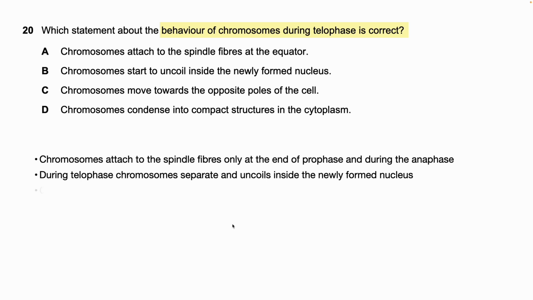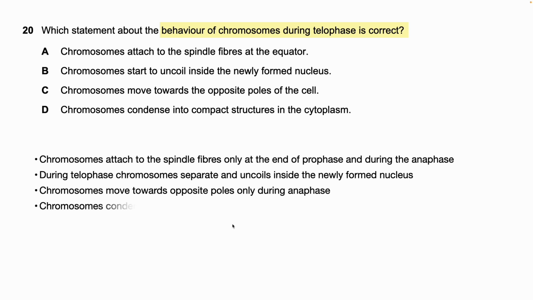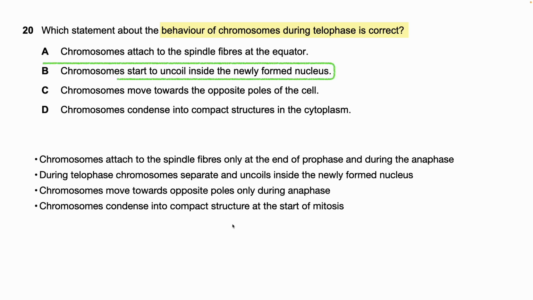Option C says chromosomes move towards the opposite poles of the cell. Chromosomes move towards the opposite poles only during anaphase. Then option D, chromosomes condense into compact structures in the cytoplasm. Chromosomes condense into compact structures at the start of mitosis. So the correct answer is B, chromosomes start to uncoil inside the newly formed nucleus.